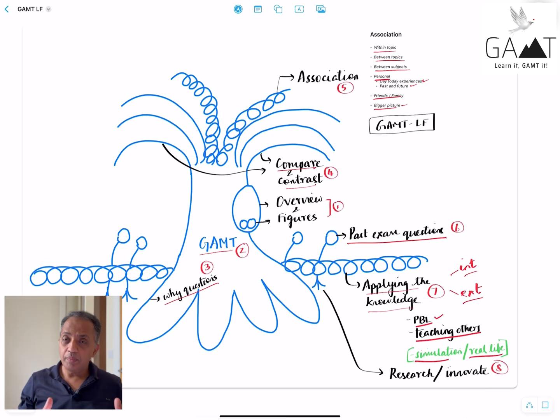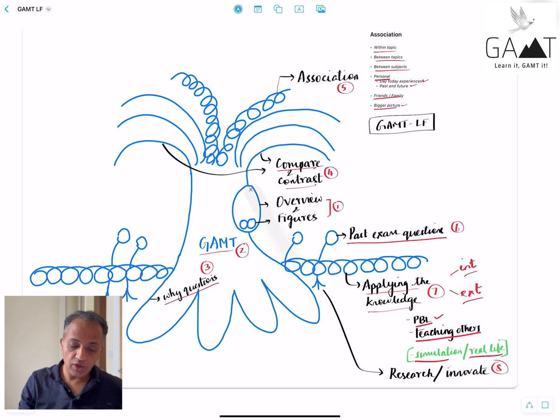If you look at the overall picture of this GAMT learning framework, it looks very simple, but at the same time, once you start using it, you very quickly realize how easily it facilitates the transfer of deep learning skills into your everyday learning. When you combine this with ChatGPT, you're going to get phenomenal results.